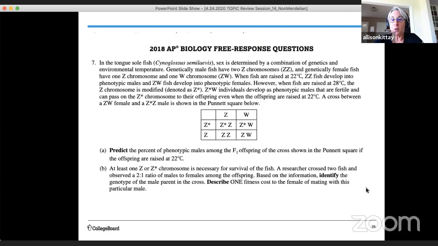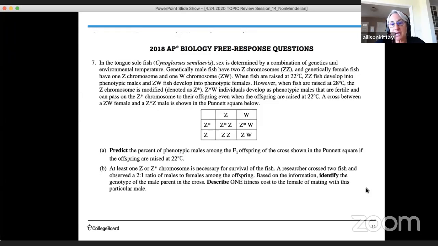This question was given, might have even been on the 2018 AP Biology exam. And this also shows the effect of the environment on the expression of the genotype as phenotype. So this is kind of a funny one. In the tongue sole fish, its name is Cynoglossus. Glossus means tongue. Sex is determined by the combination of genetics and environmental temperature. Genetically male fish have 2 Z chromosomes, ZZ, and genetically female fish have 1 Z and 1 W, they're ZW.